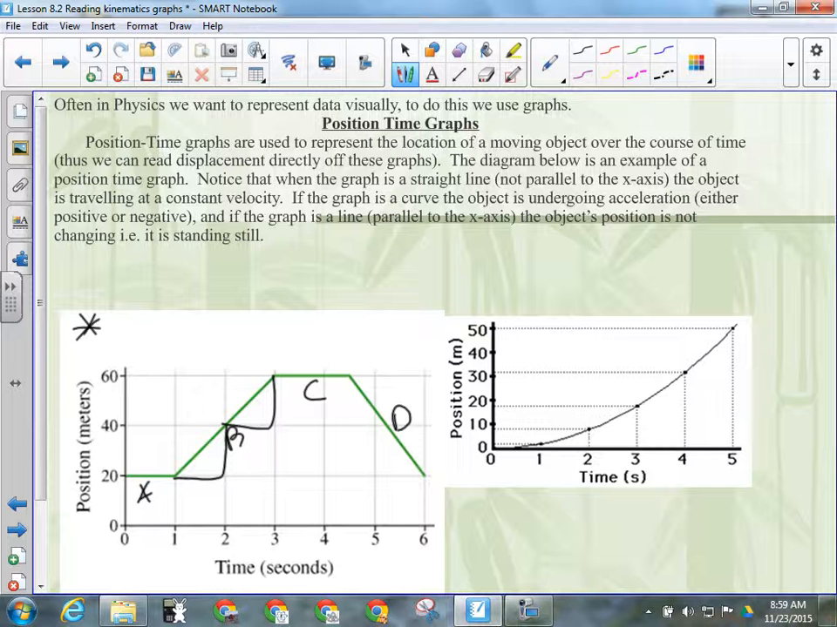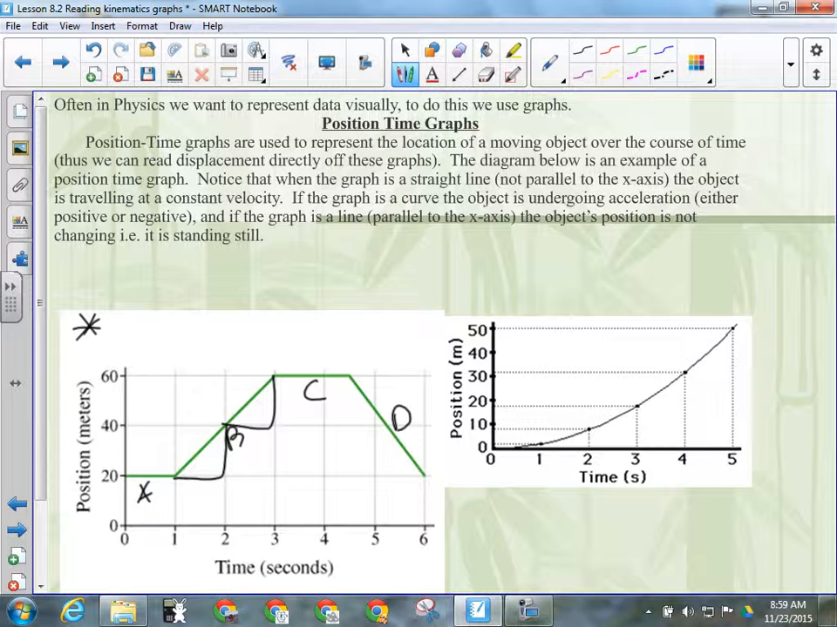What's it doing in part D? It's moving backwards at a constant velocity, right? Because now we went from position 60 down to position 20. We went backwards. Okay? And we did so at a constant rate. Everyone follow me there? All right?